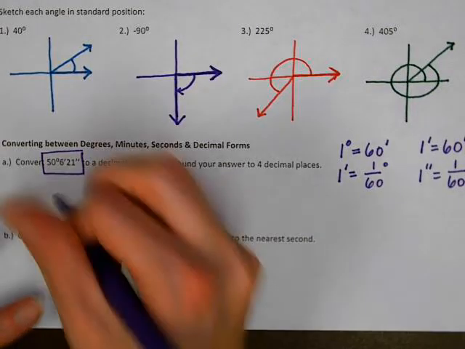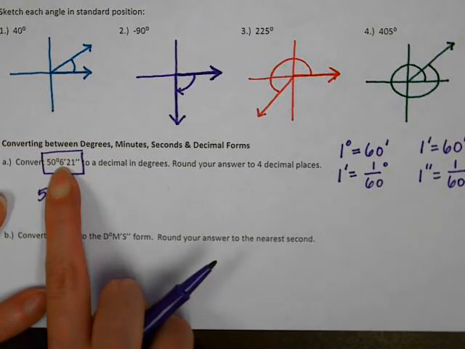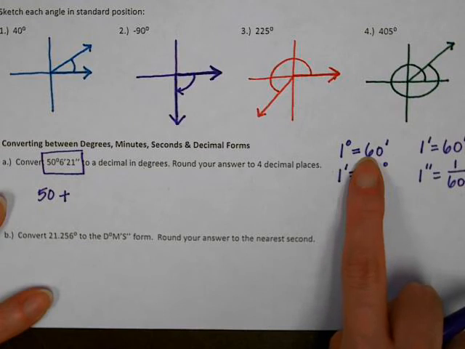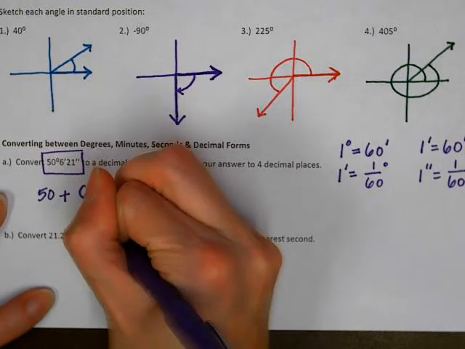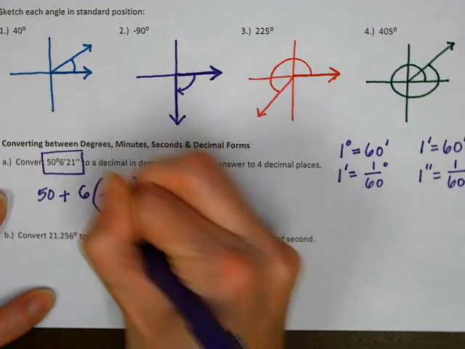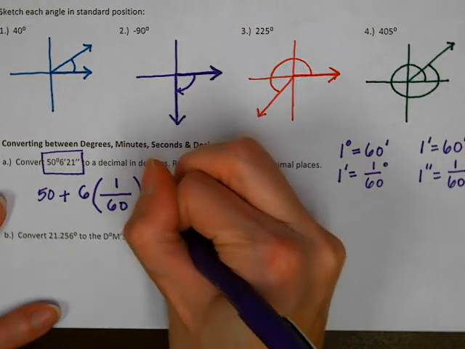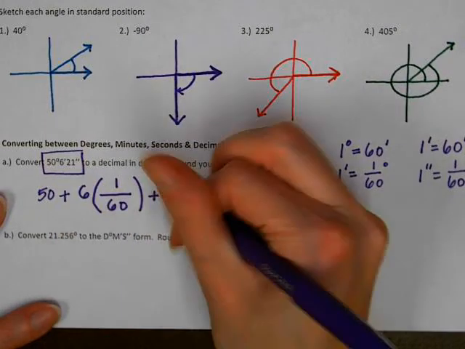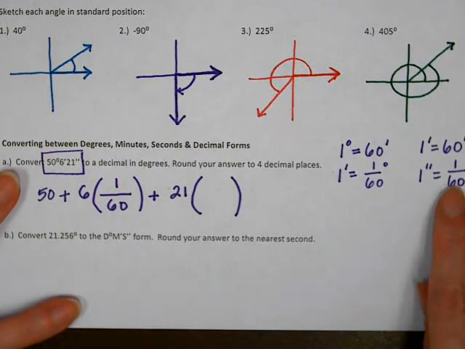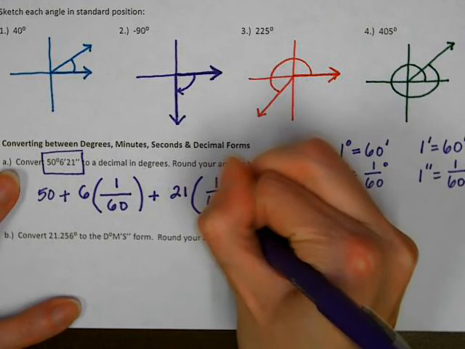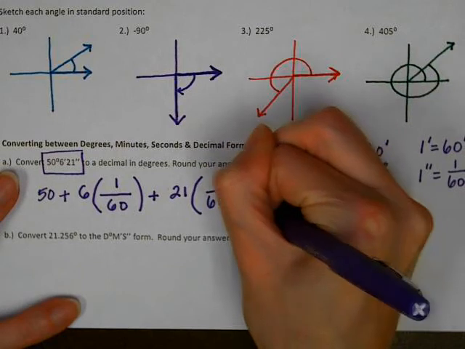Okay, so let's see. We know it's going to be 50. Now let's see. If it's 6 minutes, what is that as a decimal? So we're going to multiply 6 by 1/60th of a degree. And then plus, now we have 21 seconds. And 21 seconds is 1/60th of a minute, but then also another 1/60th of a degree. So I'm just going to do squared.